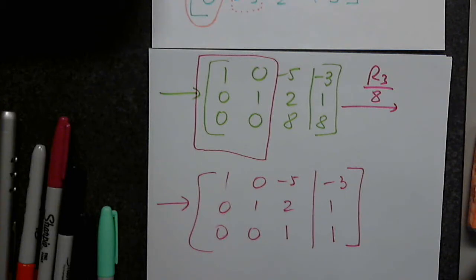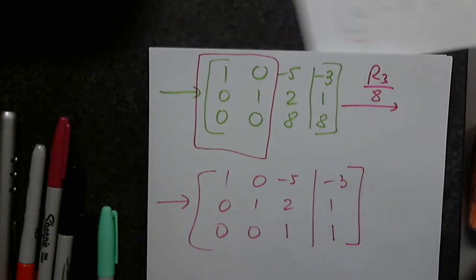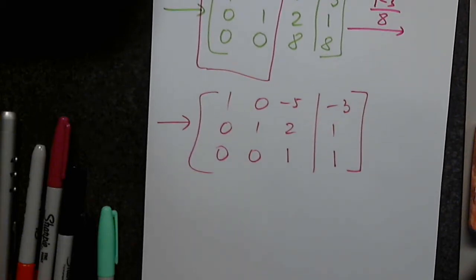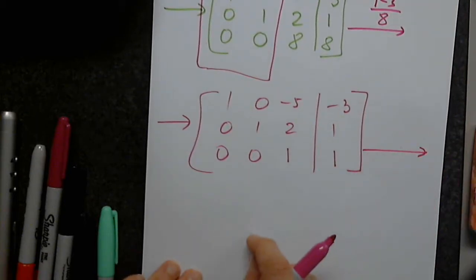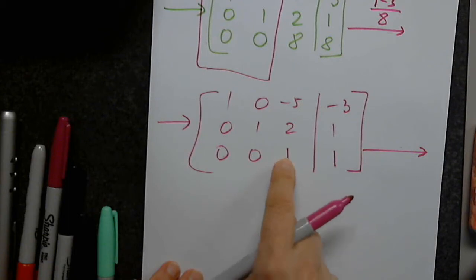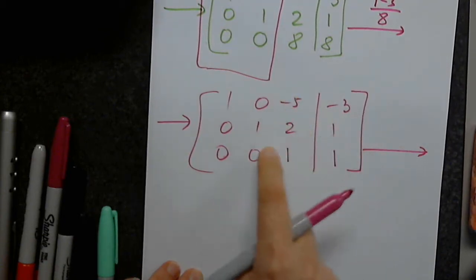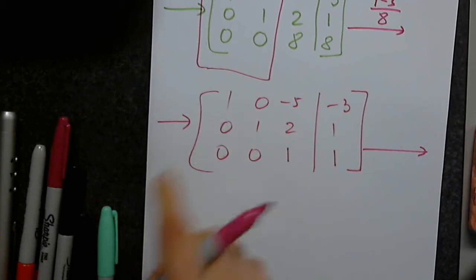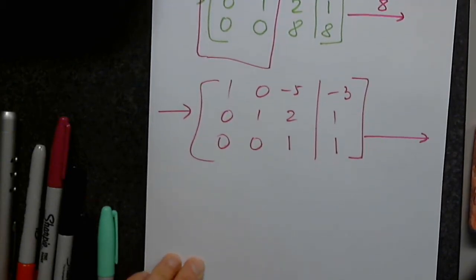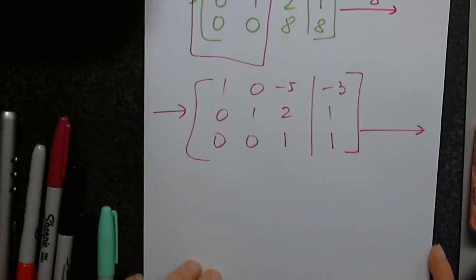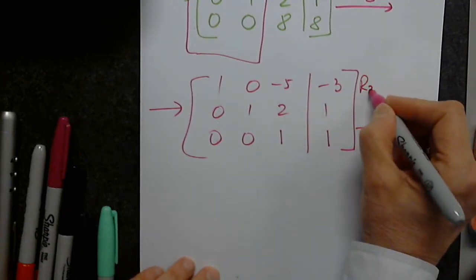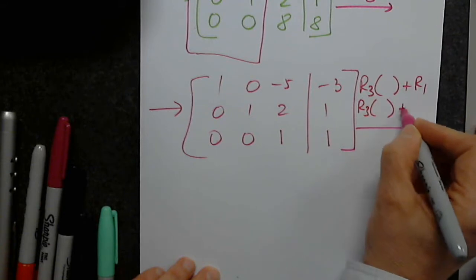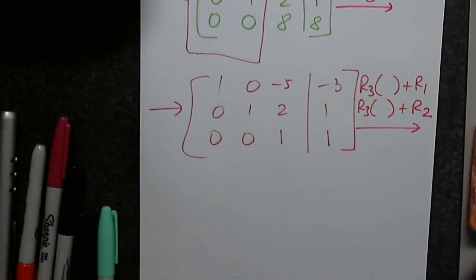I will be multiplying which row now? I need the 1. Without the 1, I cannot get the zeros. So which row will I use? Exactly. R3 times something plus R1, R3 times something plus R2.